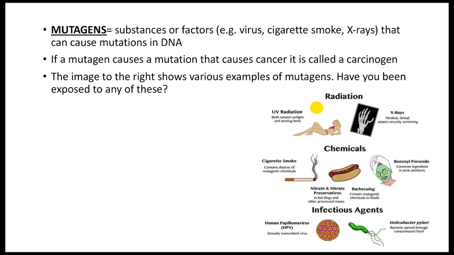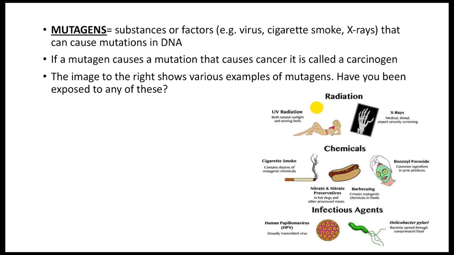So I'm going to show you some images here. Have you gone outside? Then you've been exposed to UV radiation. Have you ever had an X-ray for a broken limb or at a dental office or at airport security? An X-ray actually has a higher dose of radiation than that of the sun, but the sun you're going to be exposed to no matter what. Various chemicals in cigarette smoke, either through smoking it yourself or through secondhand smoke.